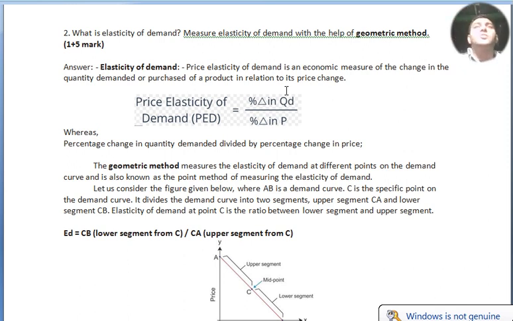The geometric method measures the elasticity of demand at different points on the demand curve and is also known as the point method of measuring the elasticity of demand. Let us consider the figure given below where AB is a demand curve, C is the specific point on the demand curve. It divides the demand curve into two segments, upper segment CA and lower segment CB. Elasticity of demand at point C is the ratio between lower segment and upper segment. ED equals CB, lower segment from C, divided by CA, upper segment from C.